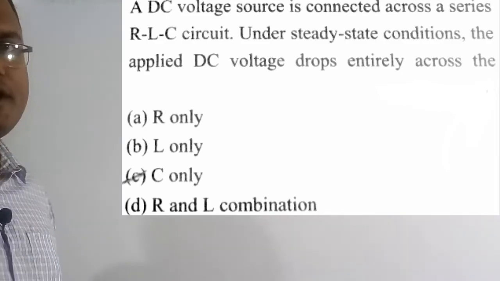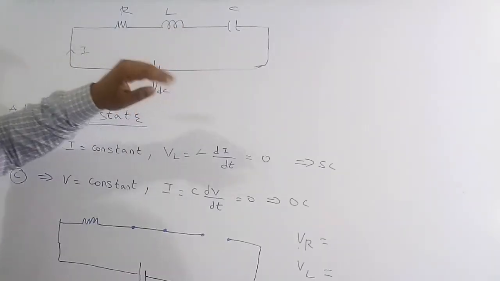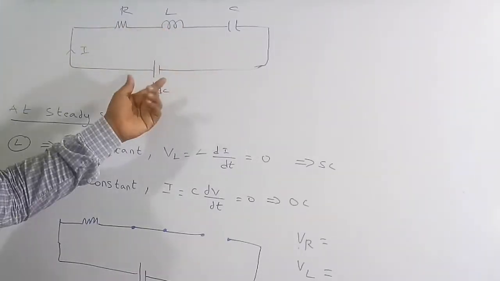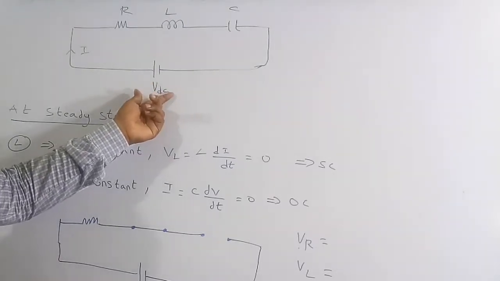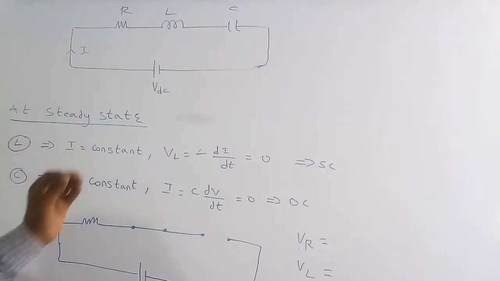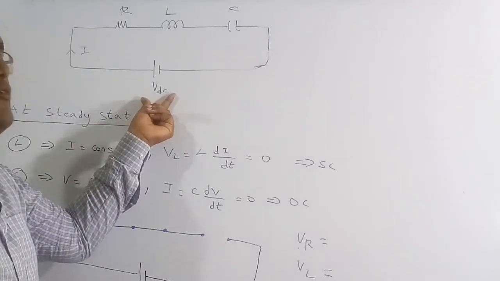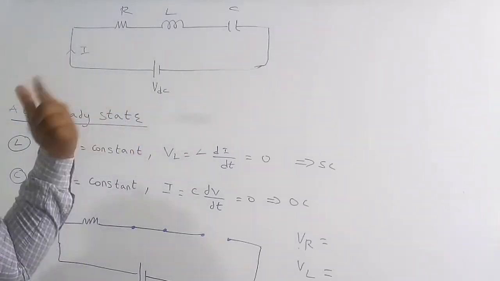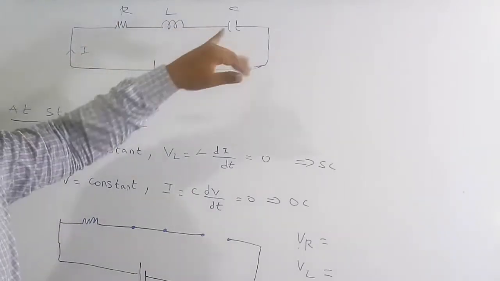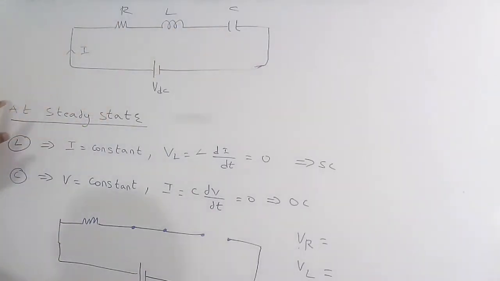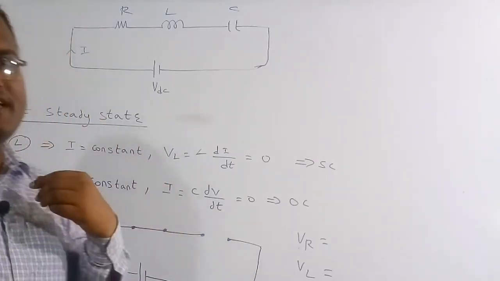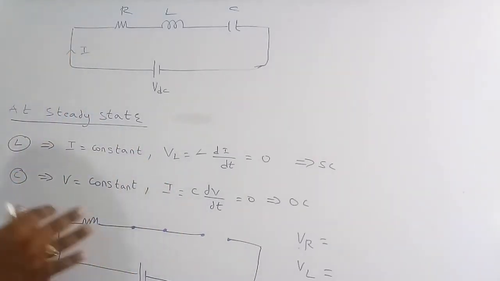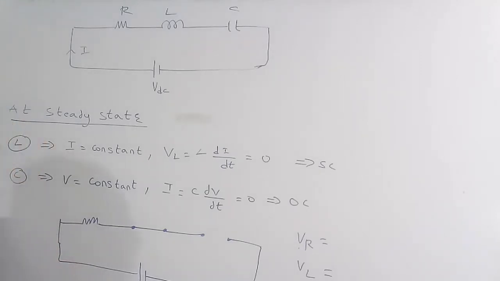So let's solve this numerical. This is a series RLC circuit, and we give a DC voltage source as the input voltage. In this question they are asking at steady state which element the supply voltage will drop entirely across: the resistor, inductor, or capacitor. Now we are going to analyze this circuit at steady state, meaning after a long duration. So what is going to happen at steady state?